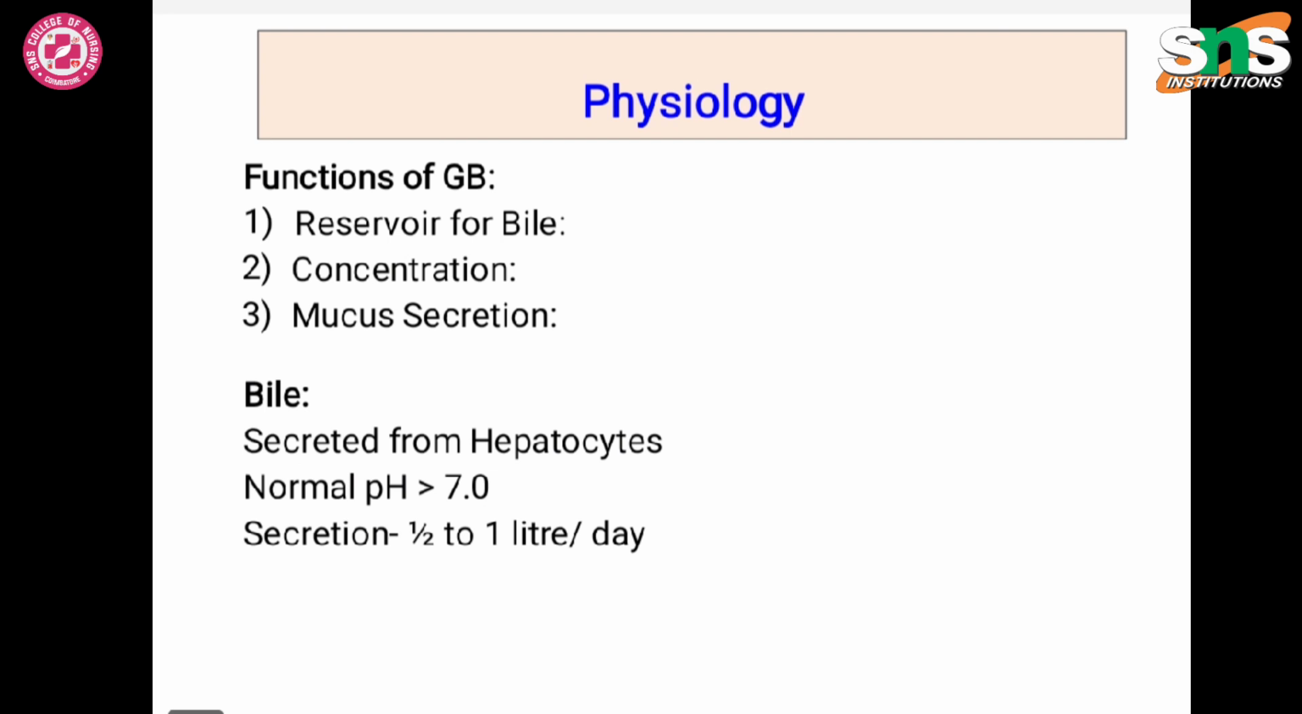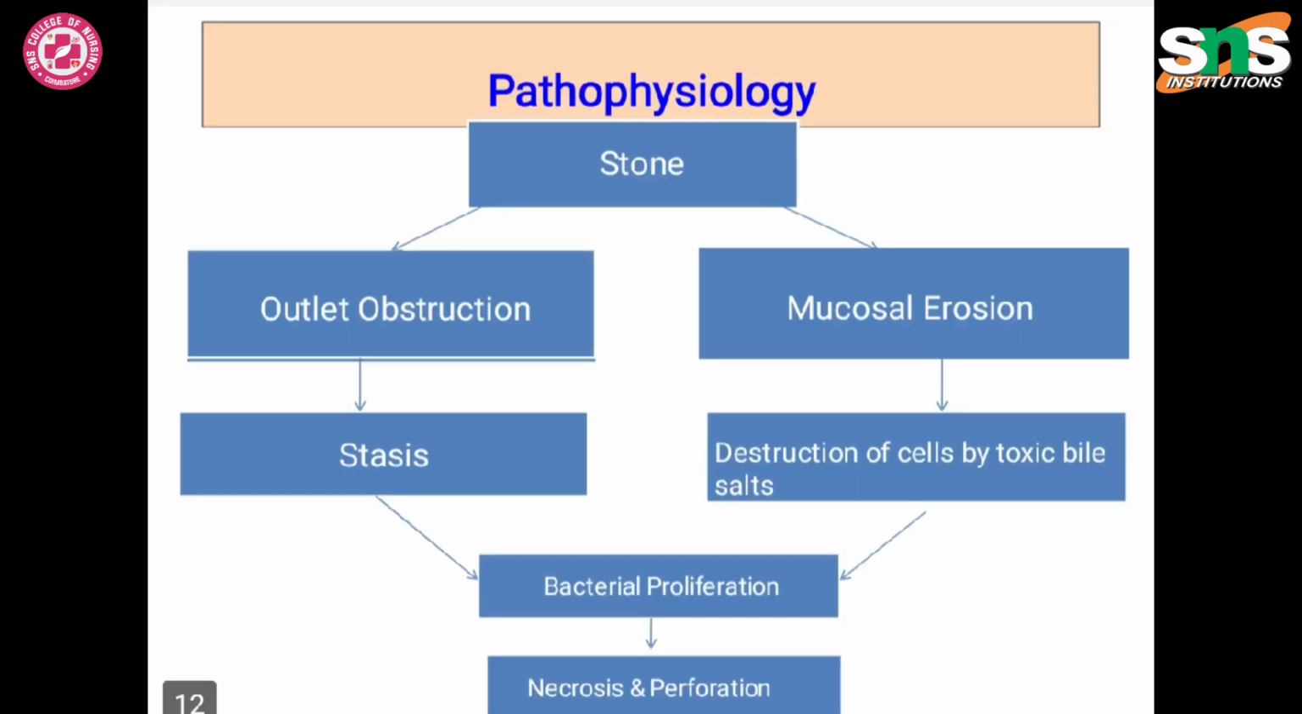Pathophysiology: stone and outlet obstruction lead to stasis, which leads to bacterial proliferation. Then the stone causes mucosal erosion and destruction of cells by toxic bile, which leads to bacterial proliferation. So those things lead to necrosis and perforation.